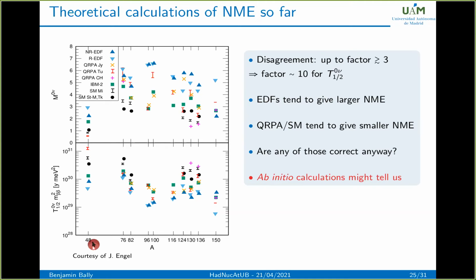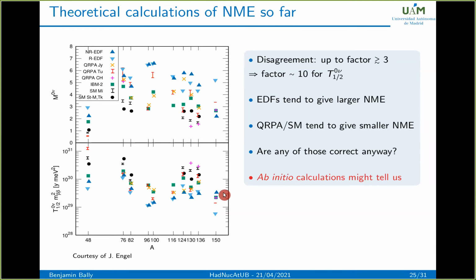You can see it on this graph, courtesy of Jonathan Engel, where you plot all the half-lives for the different methods, for the different candidates, which are represented by the number of nucleons. And you see you have a wide spread, something like a factor of 3, which corresponds to roughly a factor of 10 for your lifetime. And the problem is how to discriminate between all these matrix elements, and are any of them correct anyway? We have no idea how to improve what is missing in a given model.